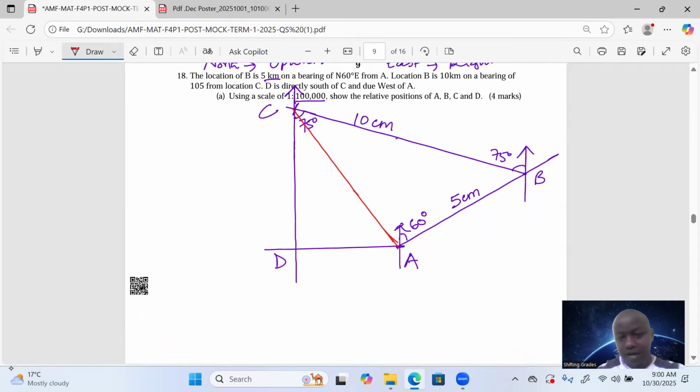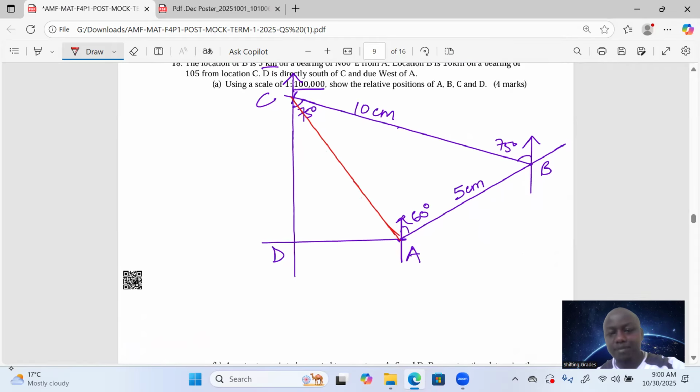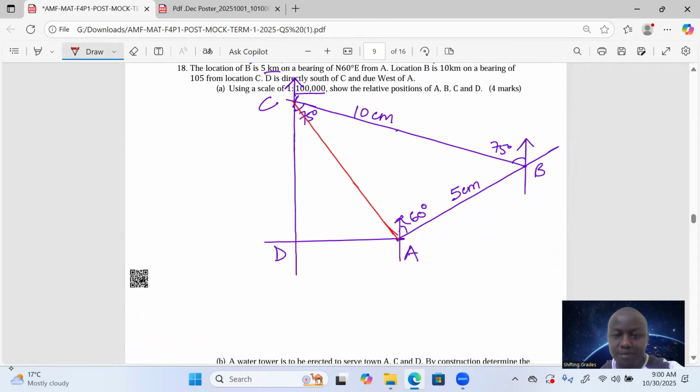So for a circle to be drawn touching C, D, and A, it should have a circumcenter, whereby we're supposed to bisect any two lines. Standing at D, we make an arc and another arc. Standing at A, we make arcs to cut the first ones. Then we produce the bisector of AD like that.